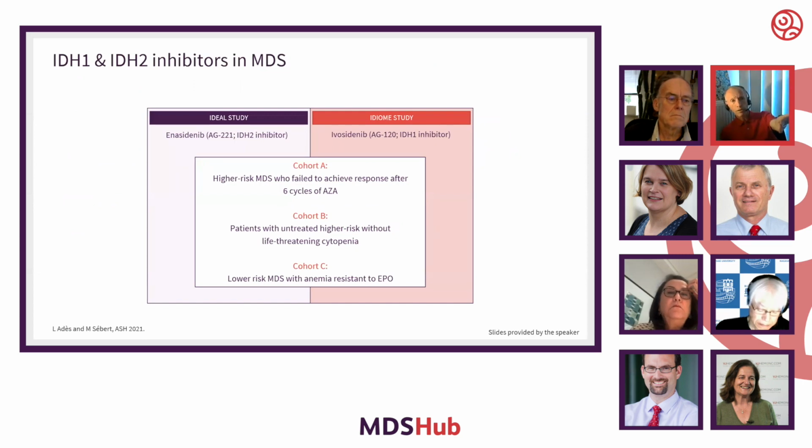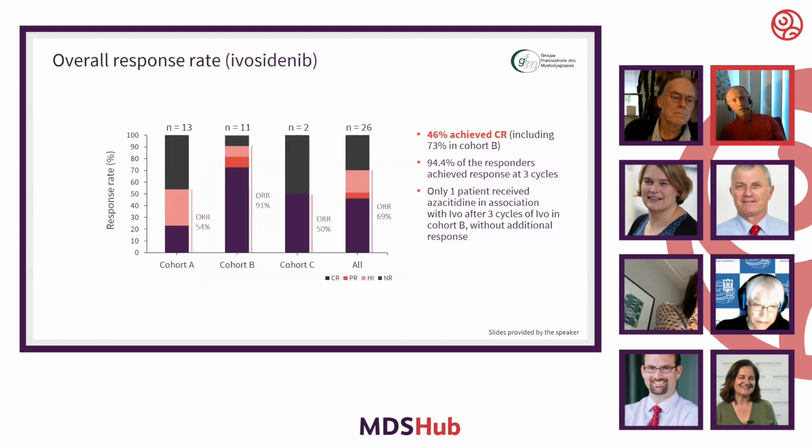Just those IDH inhibitors. So we presented studies with IDH1 and azacitidine, ivosidenib in 3 cohorts: one high risk MDS resistant to HMAs, one first line treatment, high risk, and one low risk resistant to EPO. Next slide. Just to show you for IDH1 inhibitor that the response rate, especially in cohort B, that is the untreated patients, was 91%.